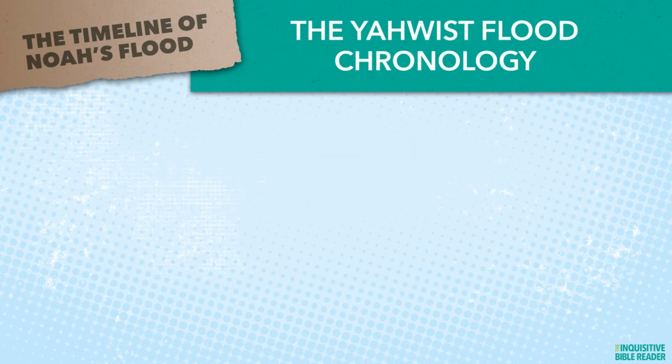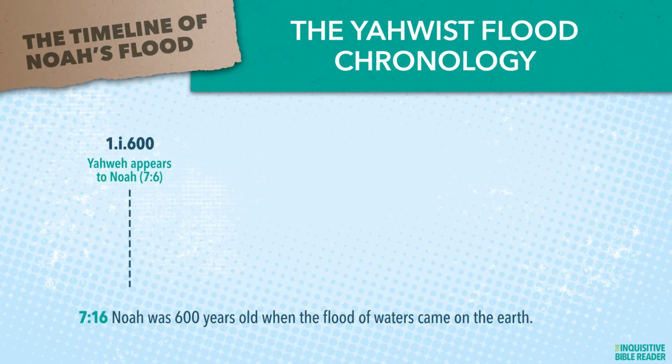The Yahwist flood chronology is missing more pieces, but educated guesswork can fill in the gaps. The notice at 7.6 that the flood occurred in the 600th year of Noah's life probably belongs to the Yahwist, contrary to what is usually believed. Presumably this refers to the start of the year, the first day of the first month. 8.14 says that the earth was dry in the second month on the 27th day.